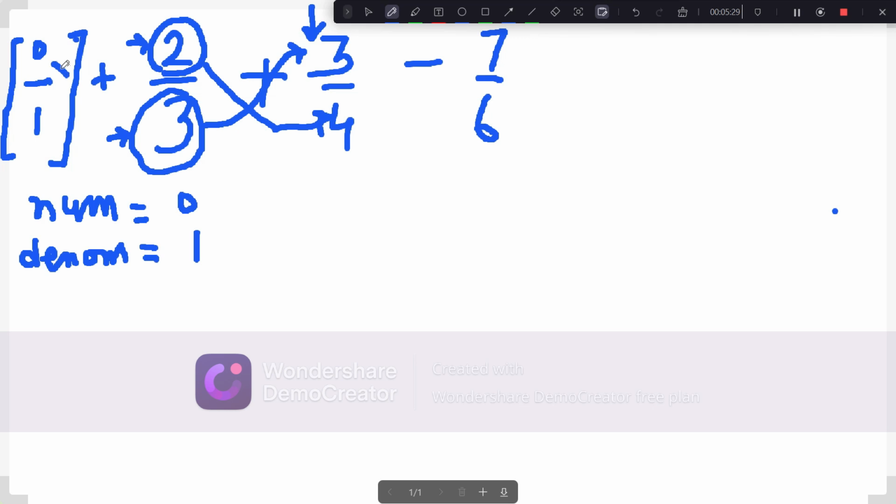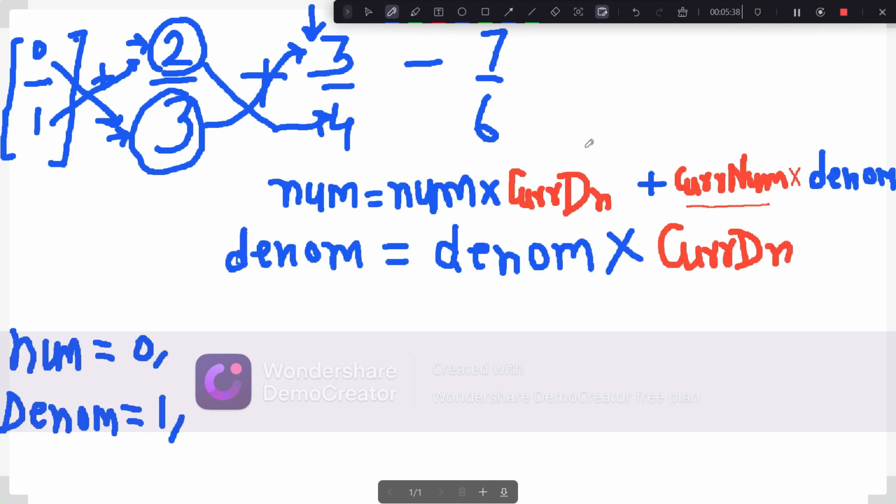Now our task is to multiply, and we will proceed ahead from there. See here, we start with num equal to 0 and denum equal to 1; these are our dummy values. Now what we are doing here is num equal to num into cardinum.